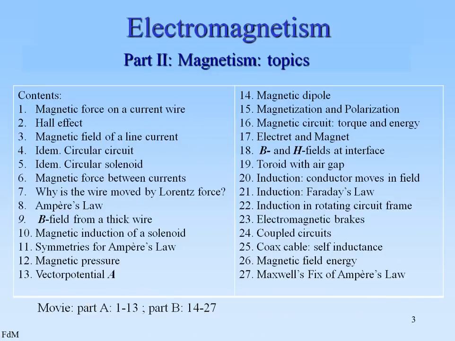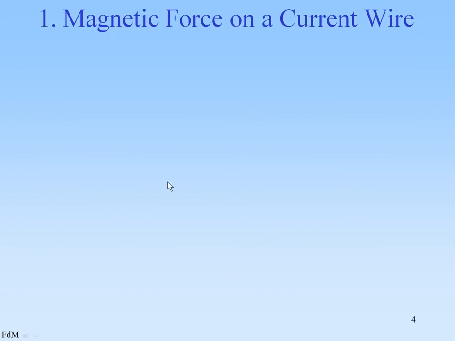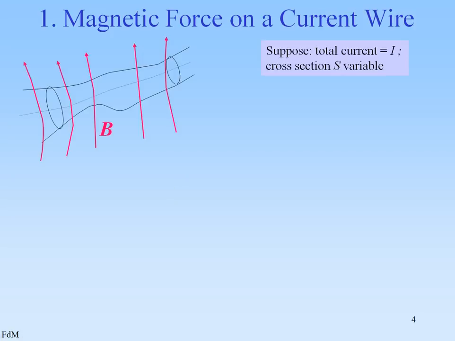The magnetism presentation deals with 27 topics, and in this part A we present topics 1 to 13. And we start with topic 1, the magnetic force on a current wire.